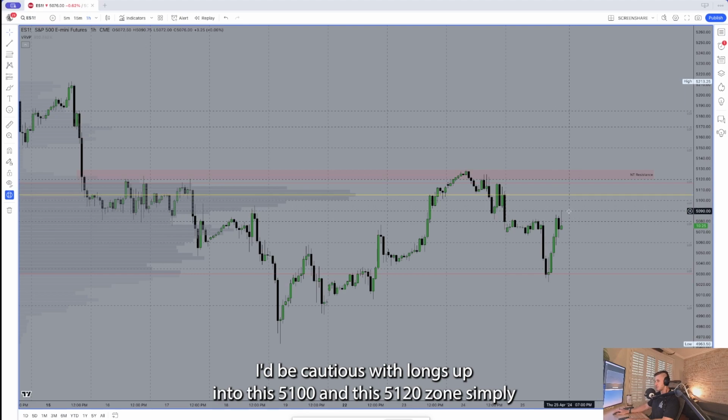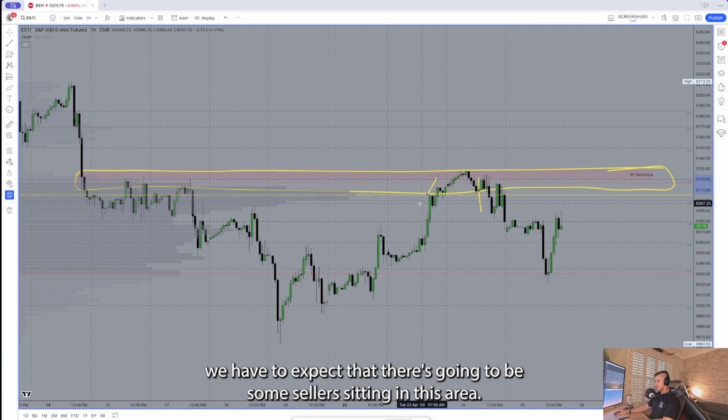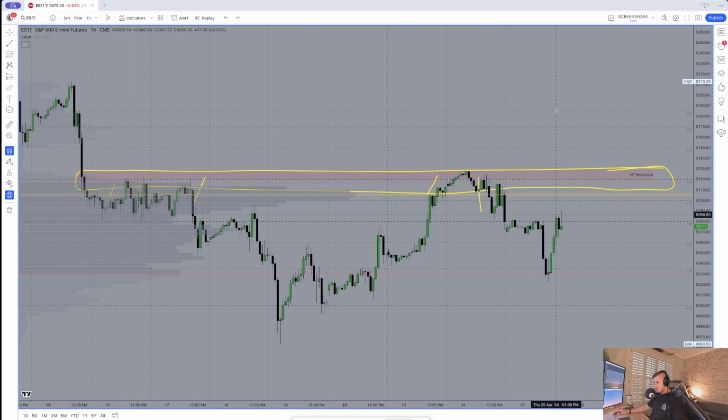as well as this 5080 level. I'd be cautious with longs up into this 5100 and this 5120 zone, simply because as price starts to approach a near-term range high, we have to expect that there's going to be some sellers sitting in this area.